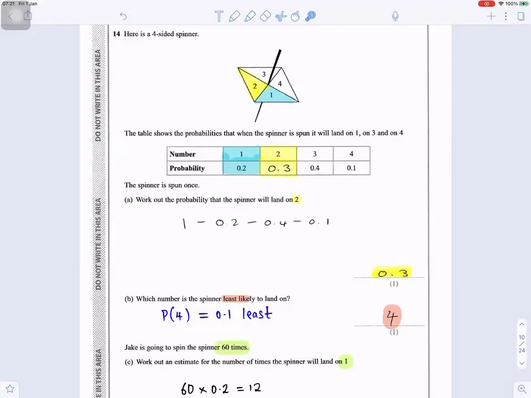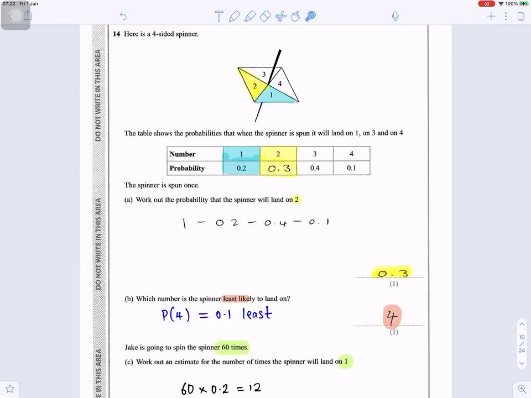So if we want to find the probability that it will land on 2, we need to use the idea that all probabilities add up to 1. So when you add all of them, you should get 1. To find the probability that it will land on 2, you do 1 minus the probability that it lands on 1, minus the probability that it lands on 3, and minus the probability that it lands on 4. What is left is 0.3. So that's the probability that the spinner will land on 2.